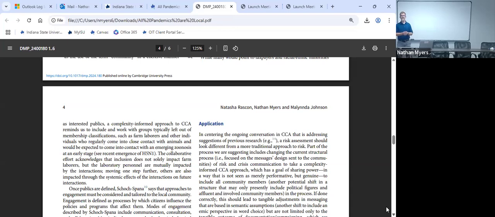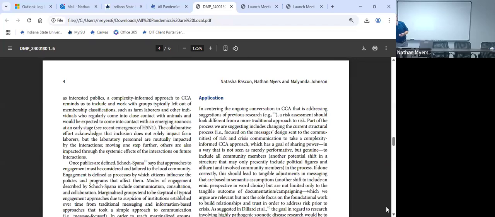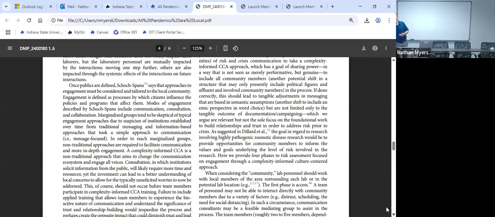So again, that idea of reaching out to traditionally marginalized groups, including the homeless, because obviously, if we're dealing with a virus that's spread by wild birds, people who are homeless probably have more exposure to wild birds than any of us.